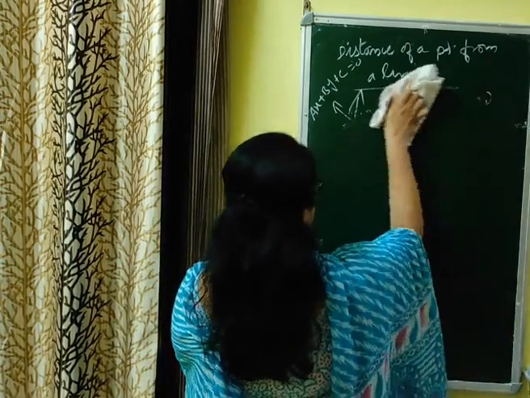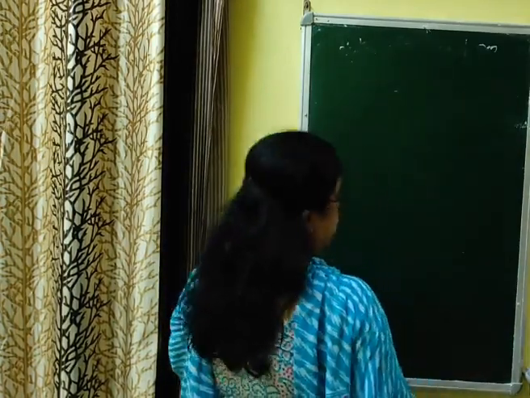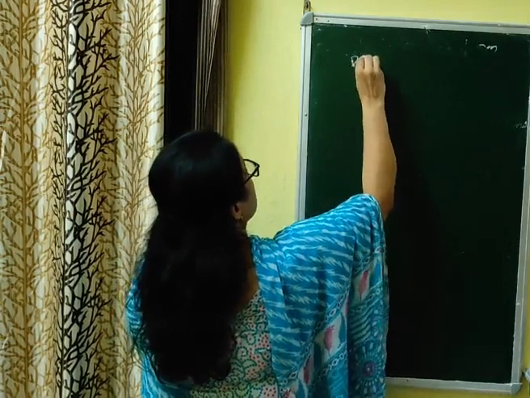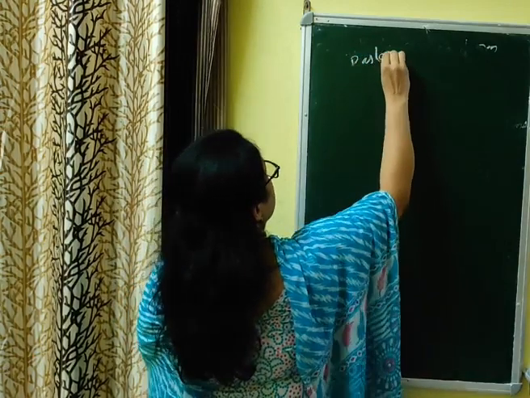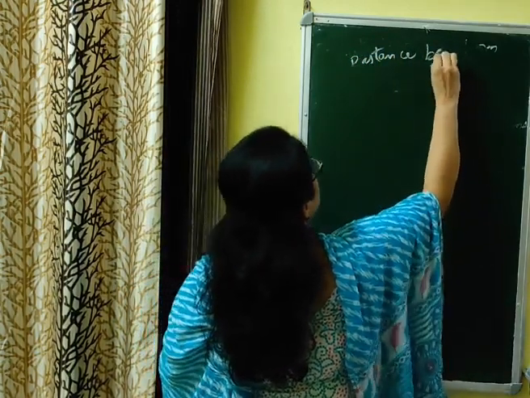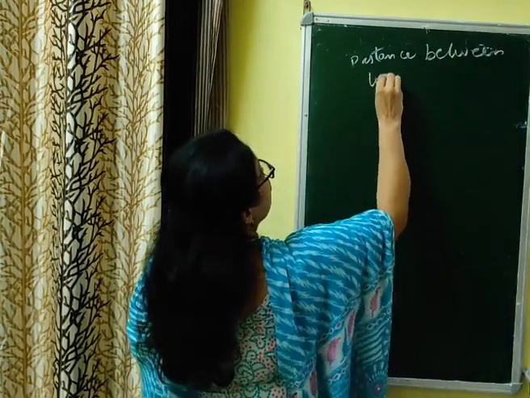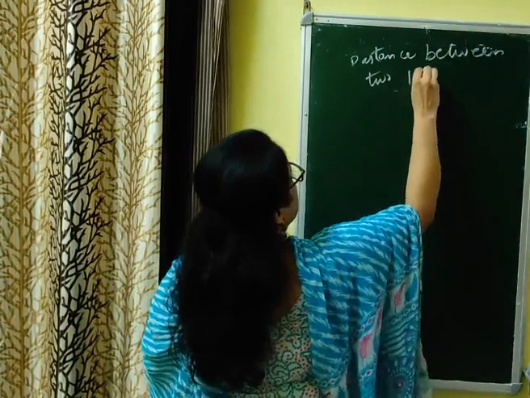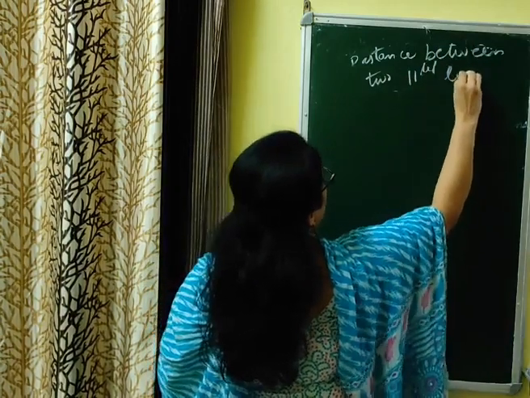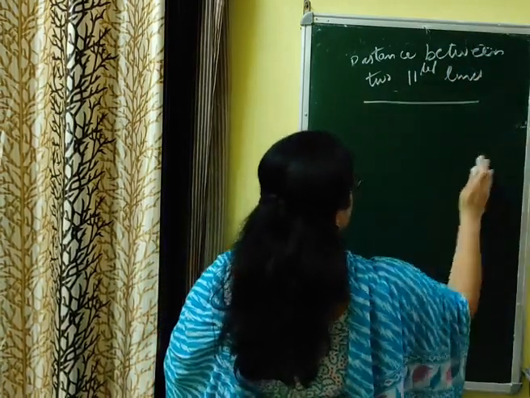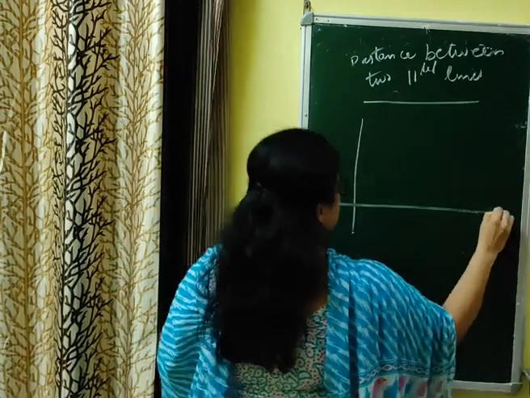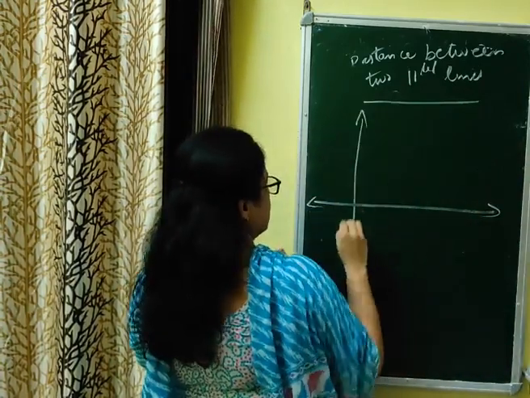Now the last topic is how we can find the distance between two parallel lines. Parallel line means what? What is the condition of the slopes of two parallel lines? The slopes of two parallel lines are equal.